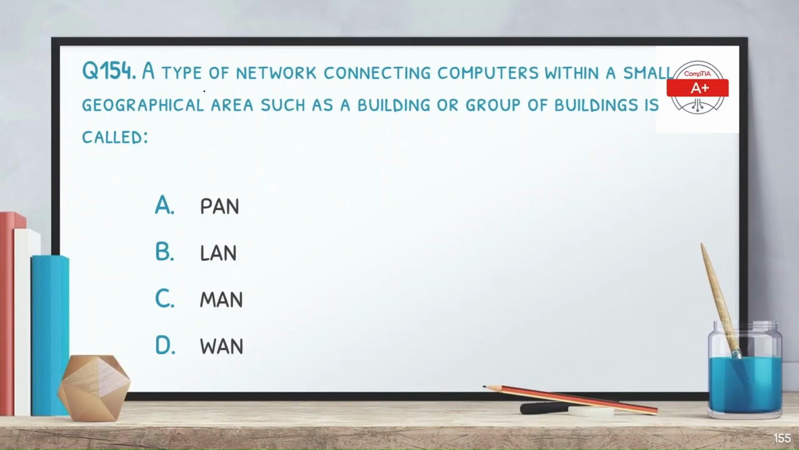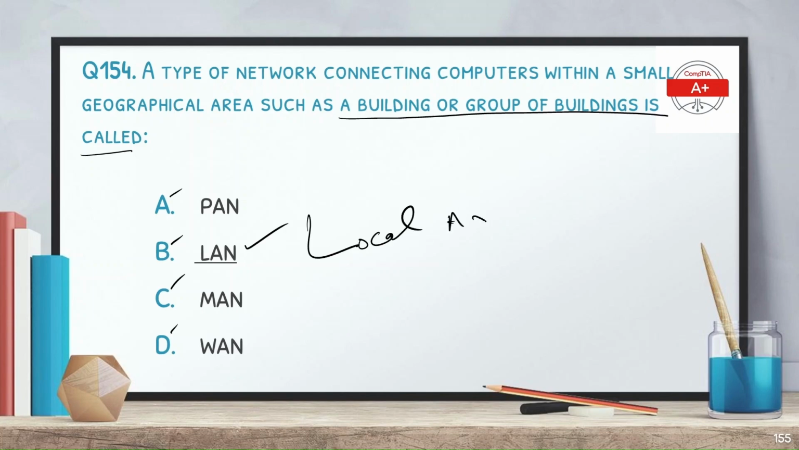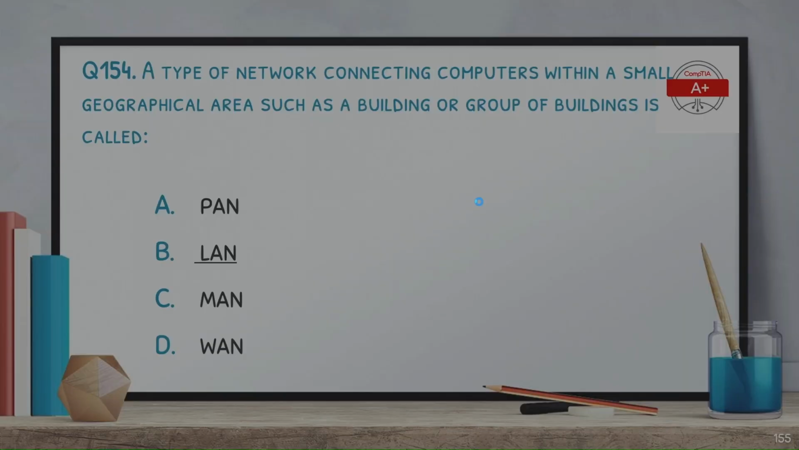Question number 154 is that a type of network connecting computers within a small geographic area such as a building or a group of buildings is called, and the options are A. PAN, B. LAN, C. MAN, and D. WAN. And the correct option is, of course, LAN or local area network. So this network is basically limited to a local building or an office.